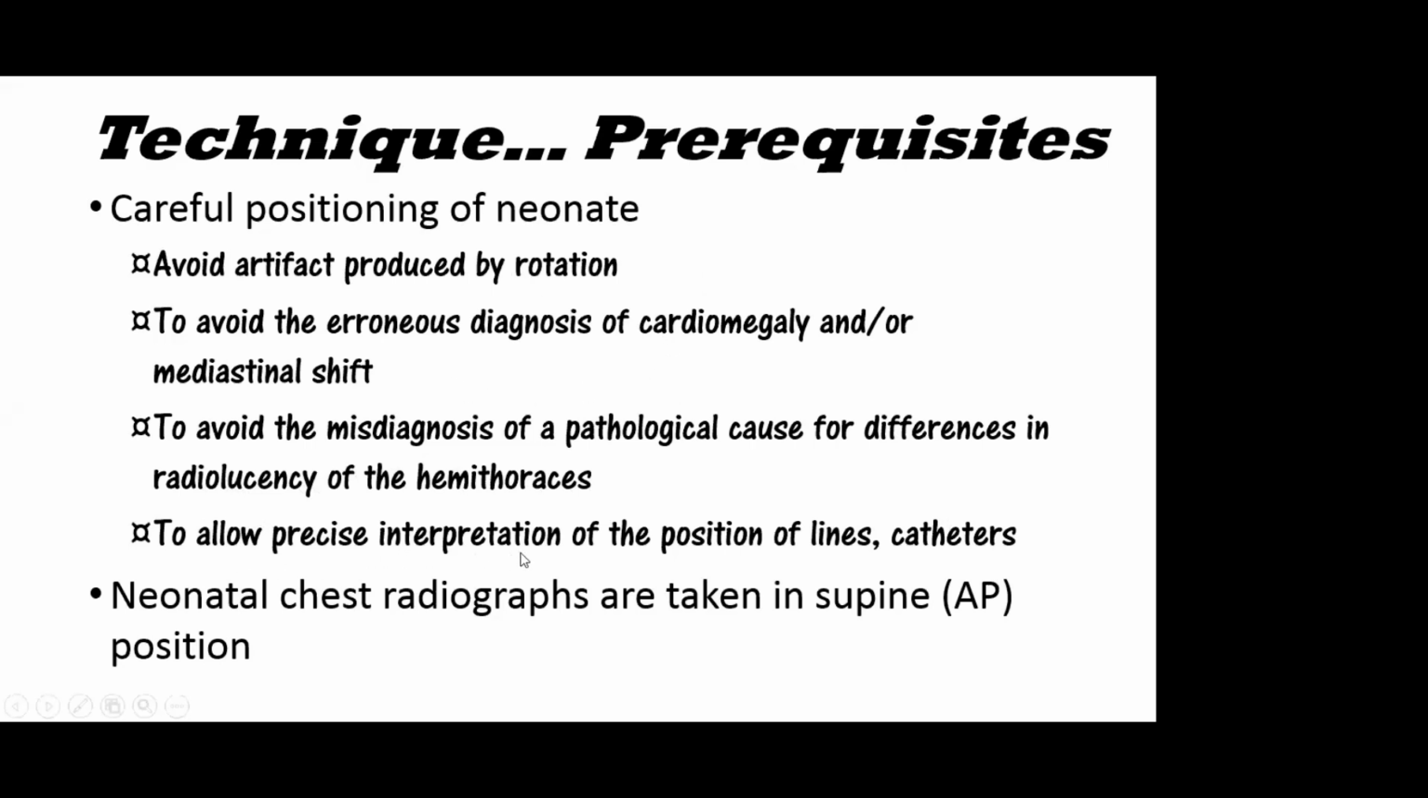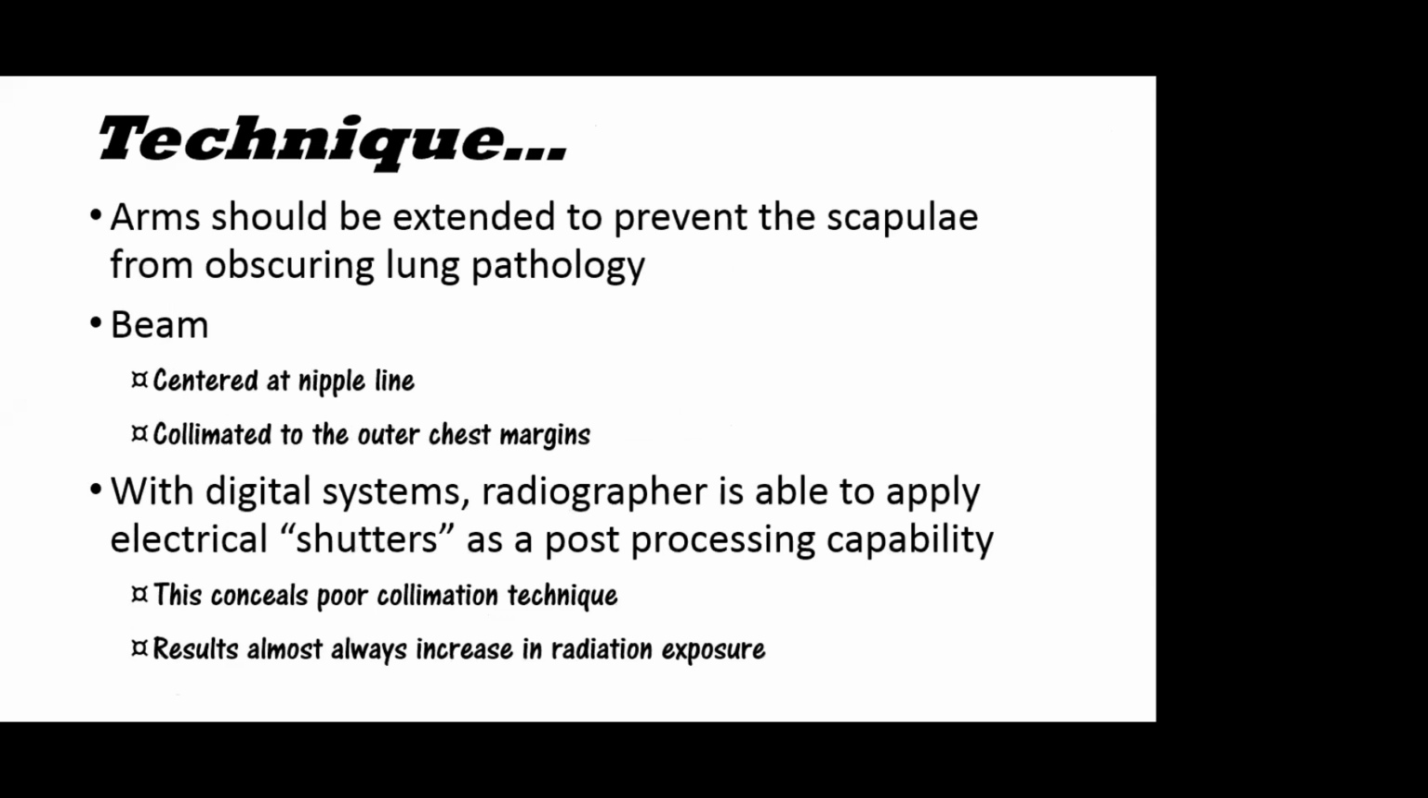Simultaneously, we want a precise interpretation of the position of lines and catheters. Again, the position of the baby is very, very important. The most common radiograph we take is the supine AP X-ray. We don't take PA, we don't otherwise take lateral decubitus or any other X-rays unless there are specific indications for it. Overall, the arms should be extended above, or spread sideways, so that the scapulae are not obscuring the lung pathology.